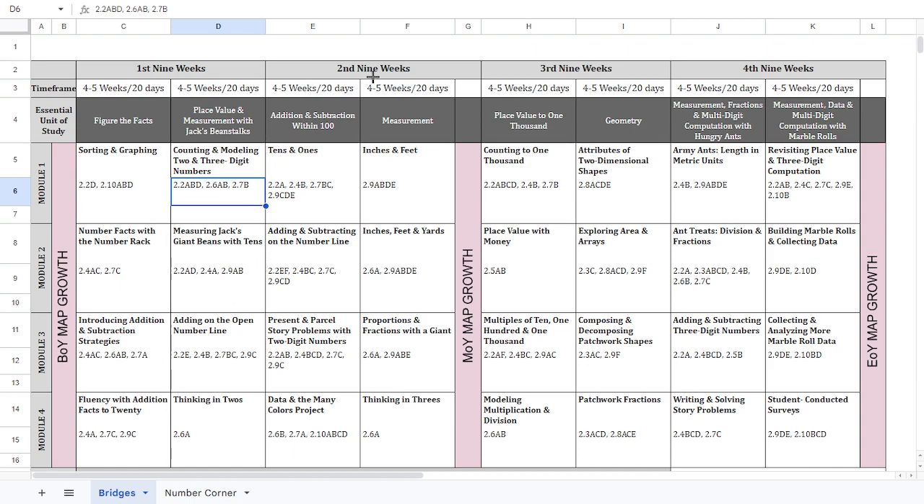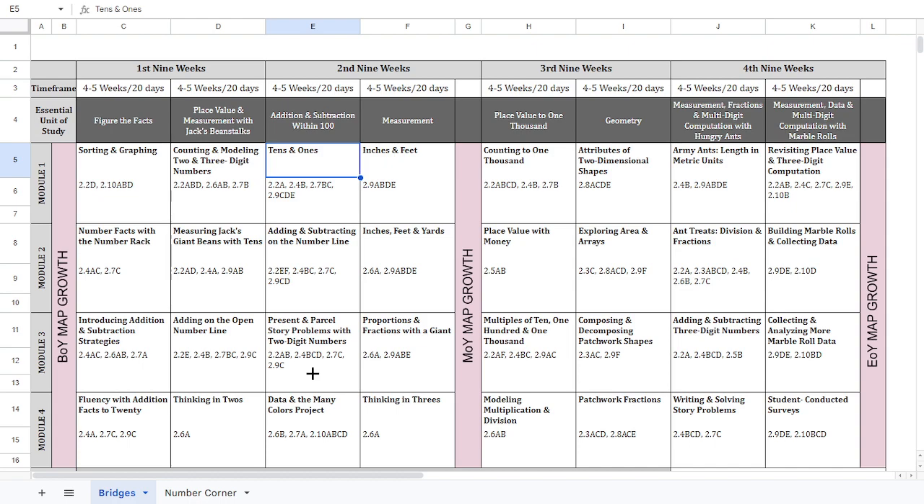Then comes the second 9 weeks, and the first 4 to 5 weeks is going to be addition and subtraction within 100. So we're going to teach them the place value of tens and ones. Then they're going to learn how to add and subtract on the number line. After that, they're going to do story problems, like word problems, with 2 digit numbers. After that, they're going to be learning how to handle data again with the project.